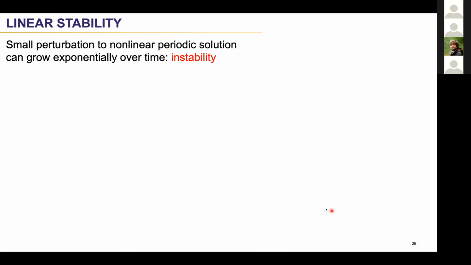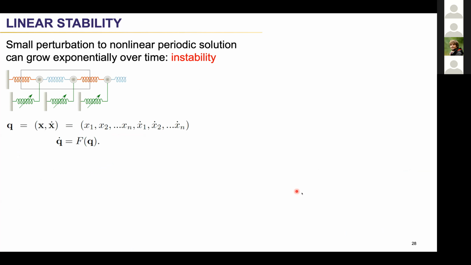Now, in order to understand the stability, since the nonlinear system is amplitude dependent, it's natural that we have to analyze whether a small perturbation to the nonlinear periodic solutions can grow exponentially over time. And this is nothing but instability in the system. So this is how we analyze the stability.